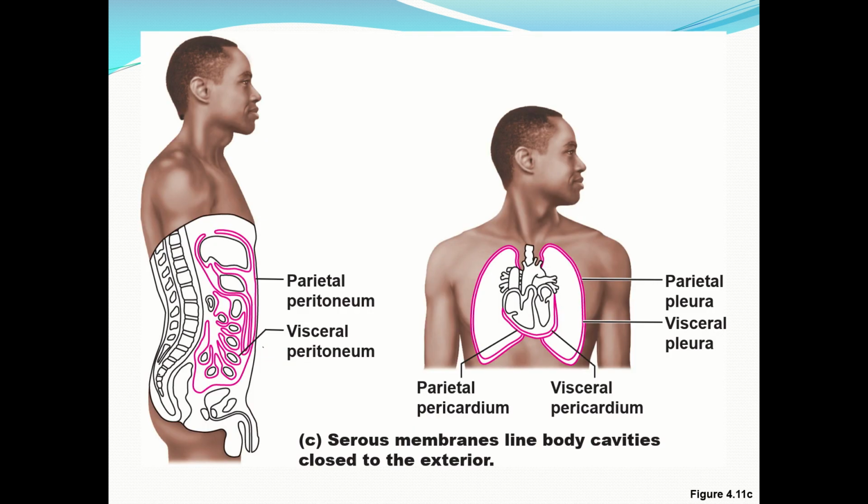This illustration shows the serous membranes of the thoracic cavity and the abdominal pelvic cavity. Recall that in the thoracic cavity, there's the pericardium and the pleura. The pericardium surrounds the heart, the pleura surrounds the lungs. Notice the space between the parietal and visceral serosa. This space is filled with serous fluid. In the abdominal pelvic cavity, the serous membrane is called the peritoneum. And again, notice the space between the parietal and visceral peritoneum. It is also filled with serous fluid.